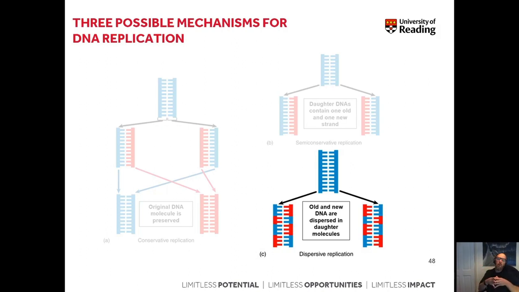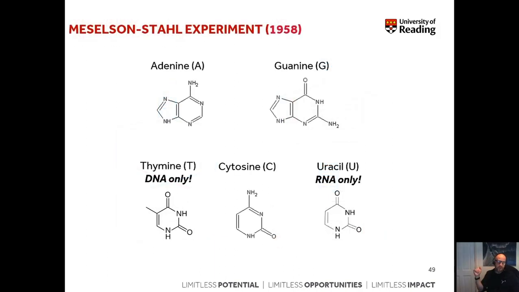So, how could we prove one of these mechanisms correct and the others wrong? This has actually been performed by Meselson and Stahl quite early on, namely in 1958, just a few years after the DNA double helix structure was revealed by Watson and Crick.